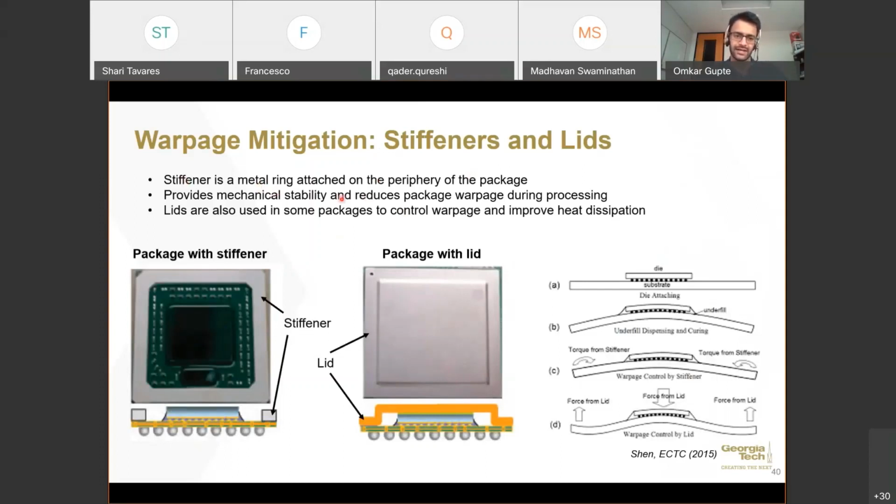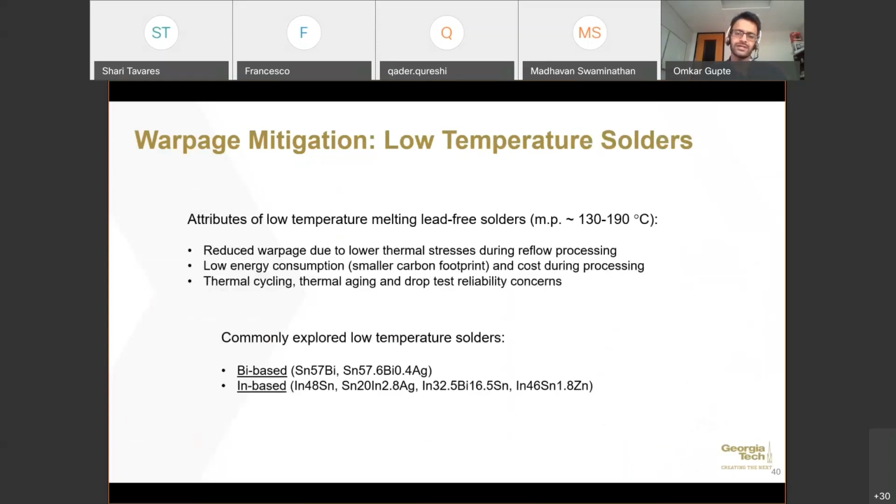The next, for warpage mitigation, metal stiffeners or metal lids are used. What a stiffener essentially does is it's a metal ring that is attached on the periphery of the package, and it provides mechanical stability and reduces warpage during processing. And sometimes where packages generate a lot of heat, a lid is also used, where it also helps in removing the heat from the package. So this is one of the solutions for warpage.